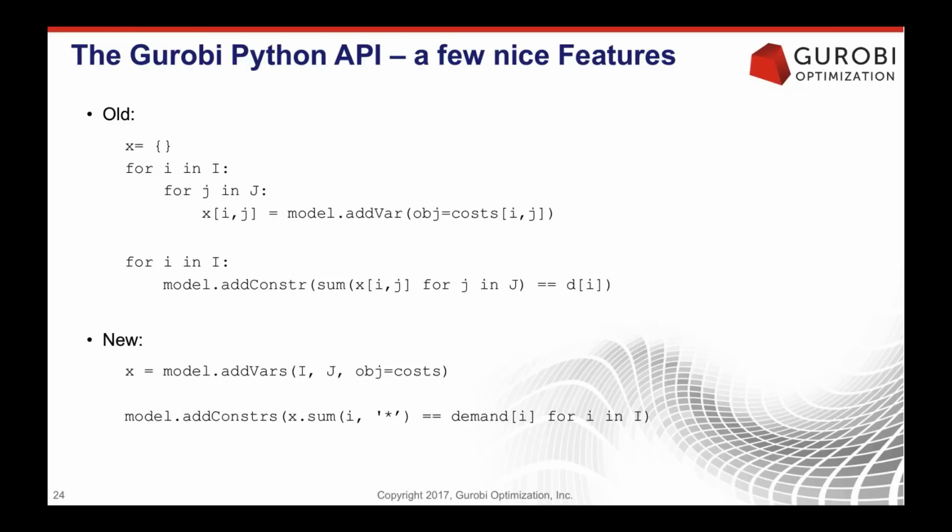And then it is also very easy to add the constraints. There is no for loop needed anymore. We call the addConstrs method, and our variables now have a method called sum, and we can just sum up all the variables for j and make them equal to our coefficients d.